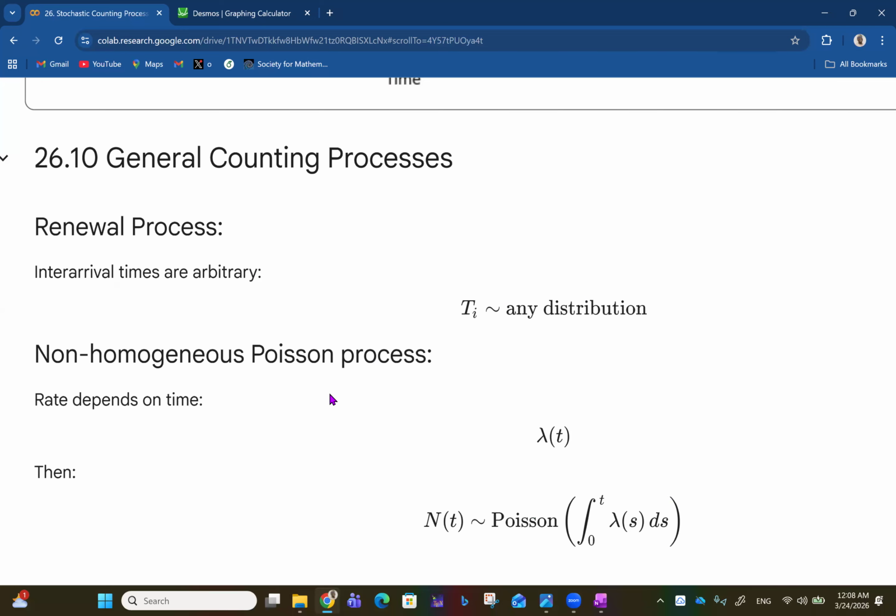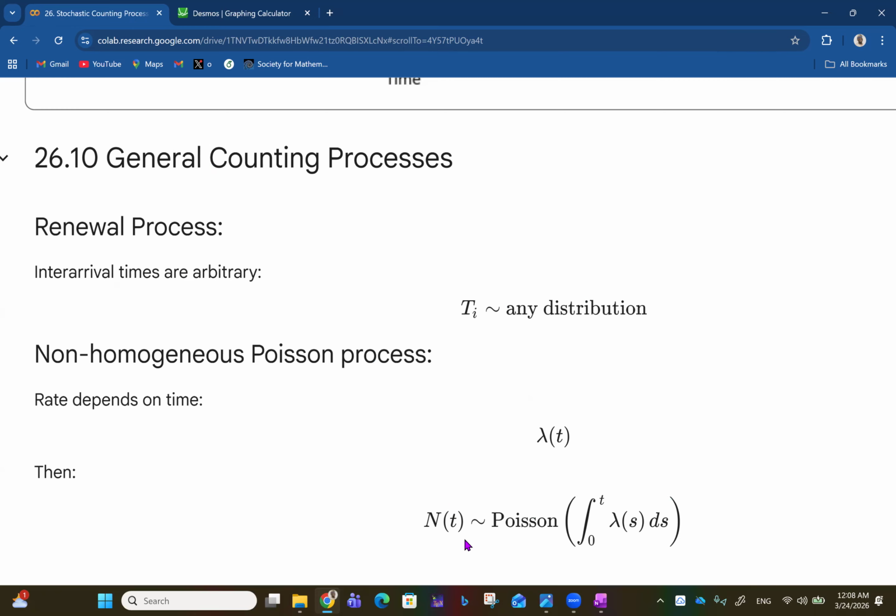Then you have the non-homogeneous Poisson process, where the rate depends on time. In the normal Poisson process, you just have lambda, the arrival rate, as we're going to find out later when we get to queue theory. But in a non-homogeneous Poisson process, lambda is not fixed like in the general case. Here lambda varies with time, so the arrival rate changes over time.